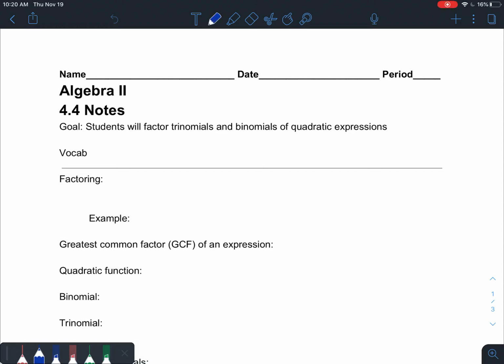Hey y'all, it's me, Miss B, and today we are talking about factoring. We're factoring trinomials and binomials of quadratic expressions.